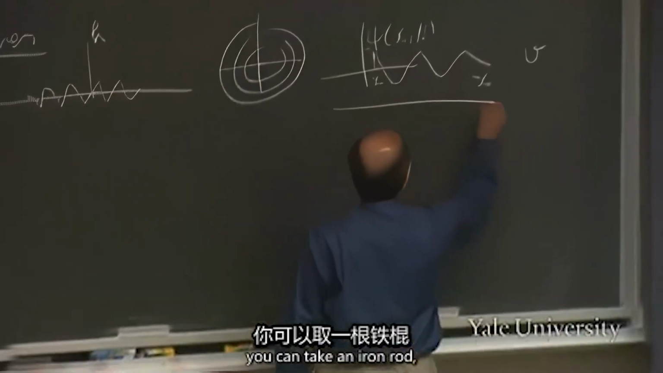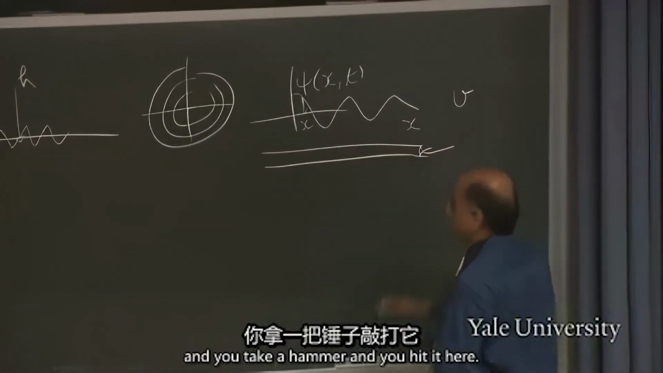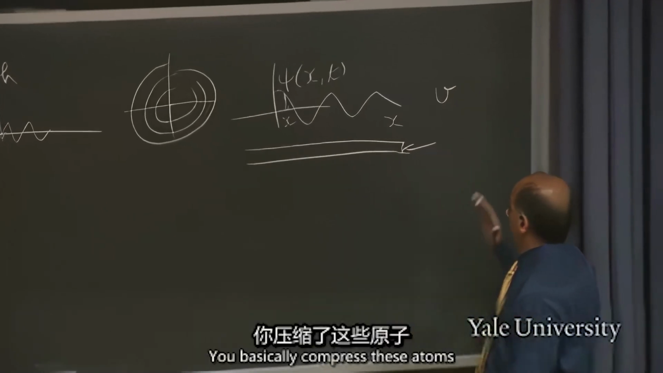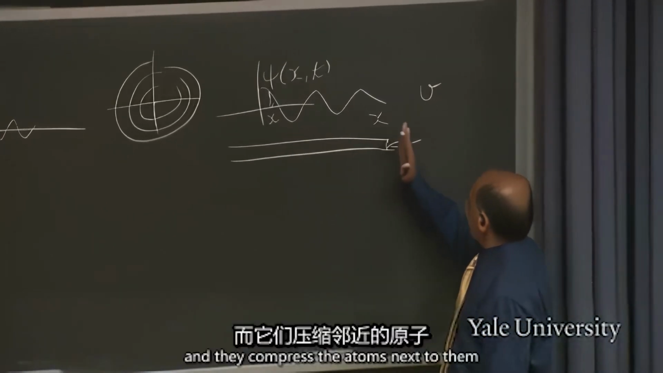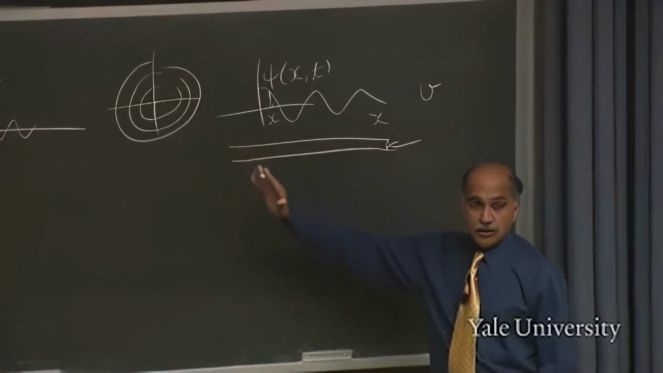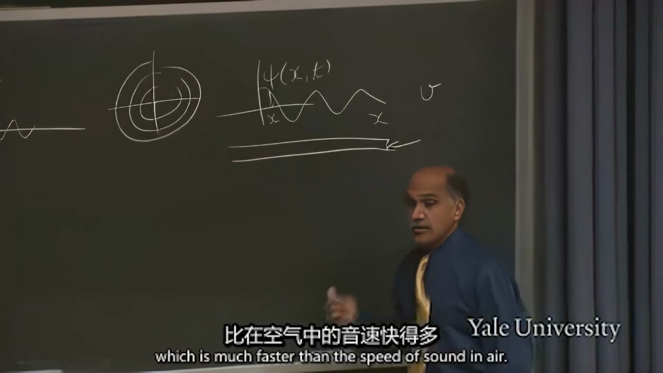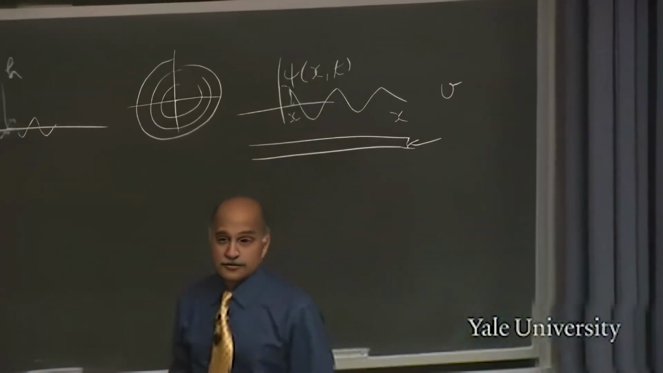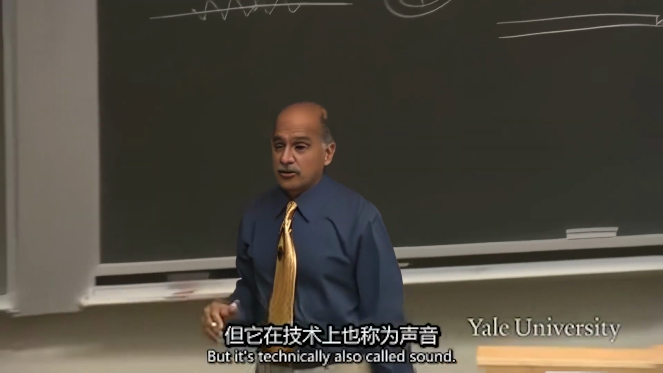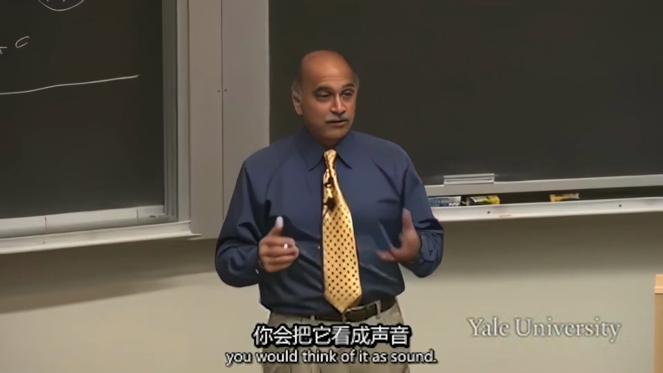You can take an iron rod, which is made up of a lot of atoms, and you take a hammer and you hit it here. You basically compress these atoms, and they compress the atoms next to them, and the shock wave travels through this rod. That's also called sound. And that travels at a speed which is much faster than the speed of sound in air. But it's technically also called sound. If you were a creature living inside the iron bar, you would think of it as sound.